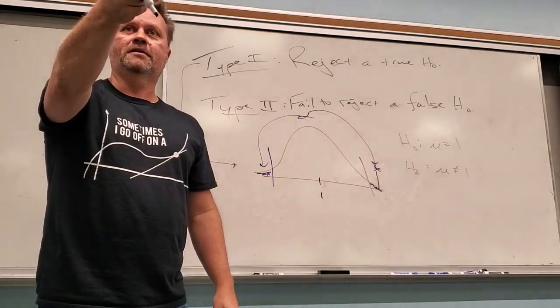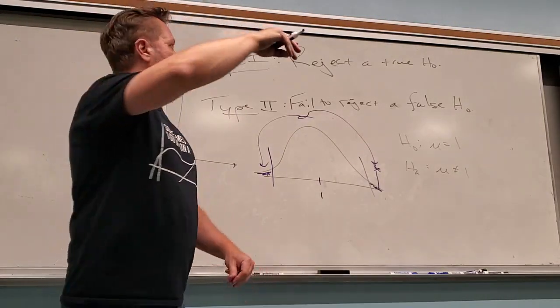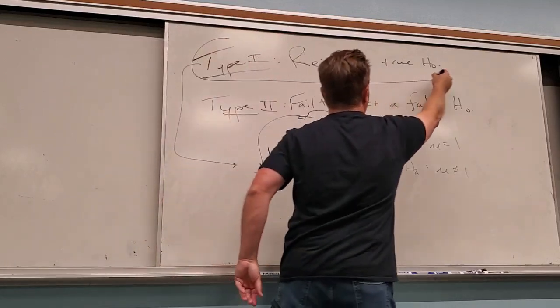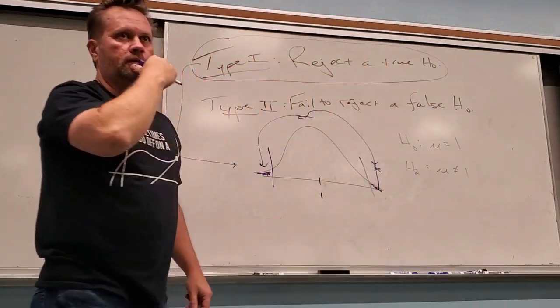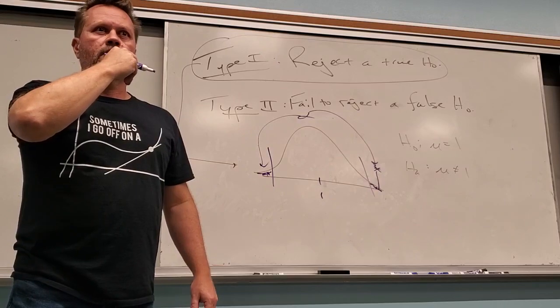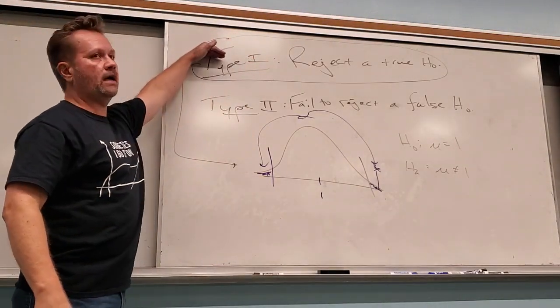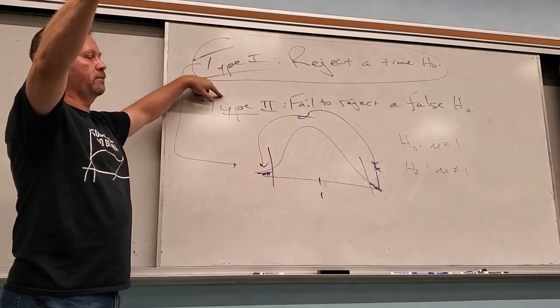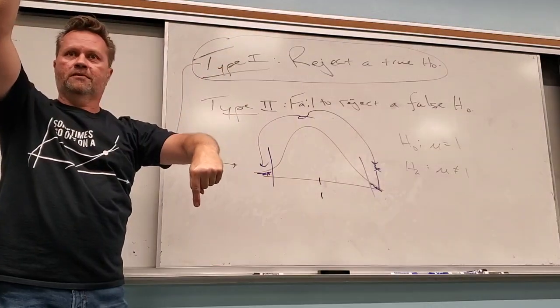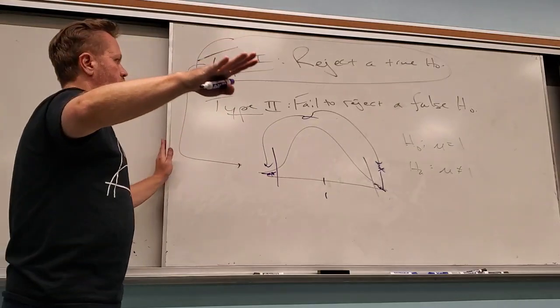Alpha. You with me? So alpha is the probability of making a type 1 error. There's something called beta, so it's not perfect. But if you make this probability go up, this probability does go down, and vice versa. So watch this, real quick.